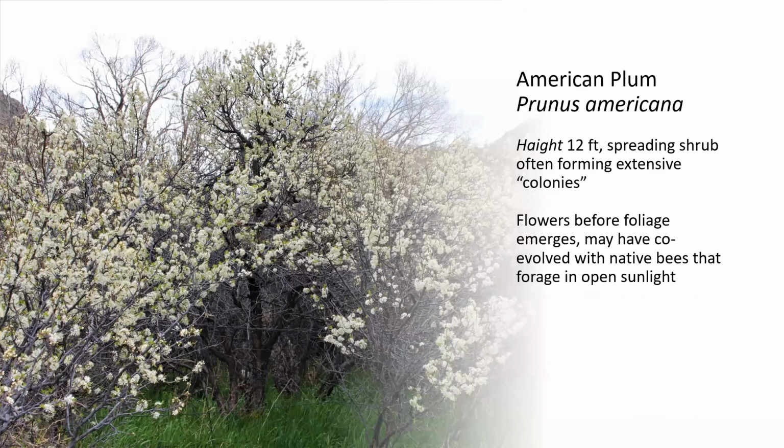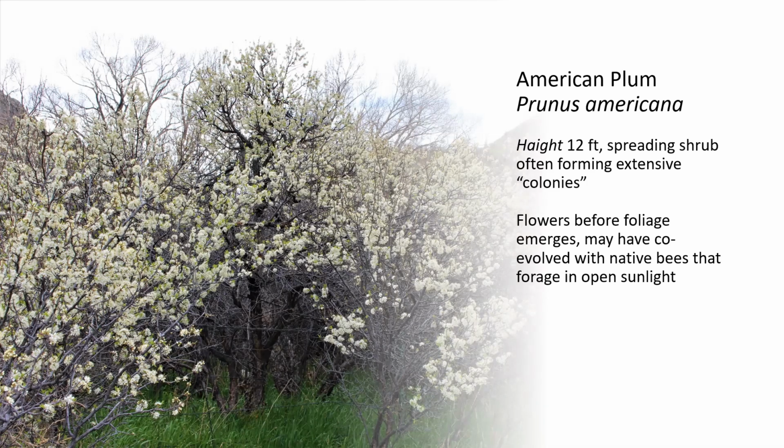Prunus americana is interesting. It just says "hate," like "hate ashbury," where it should say height. The height is 12 feet. It's a spreading shrub that often forms extensive colonies. The interesting thing about this is it does not grow with other shrubs, but it grows by itself. And there's a theory that this plant was selected by bees to bloom early and bloom in open sunlight. And that seems to be what the pollinators favor.